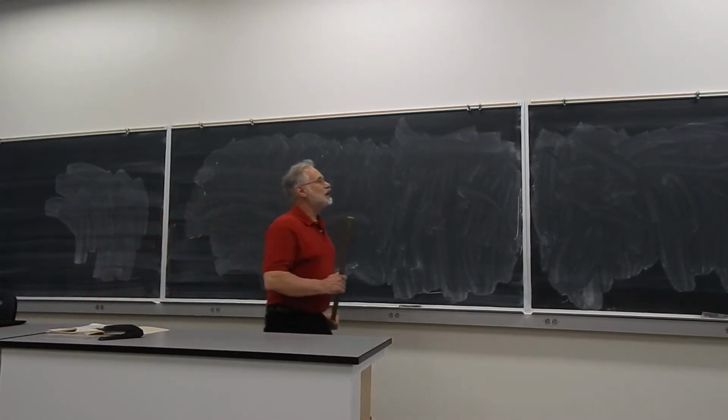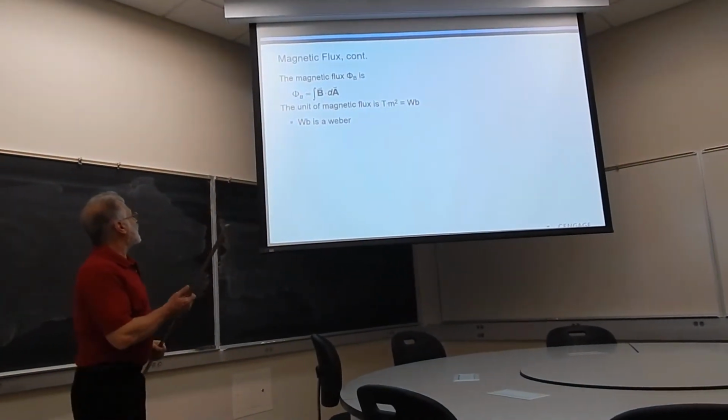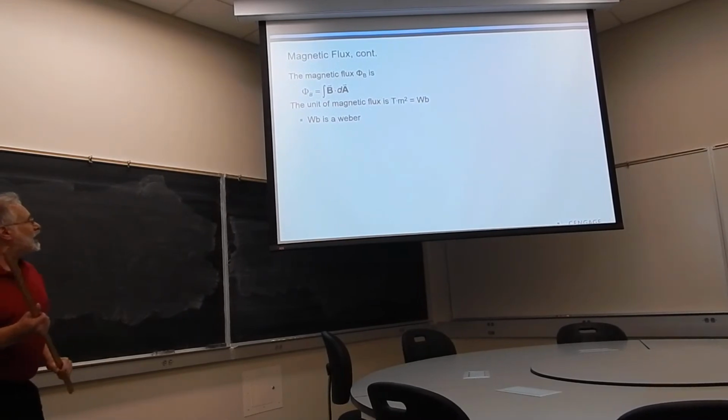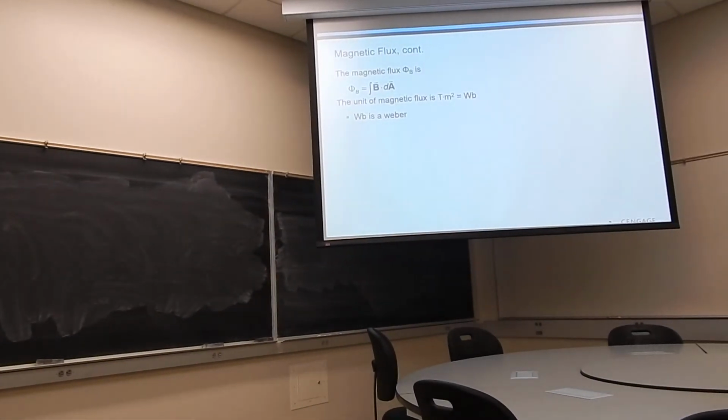And so you can see, we can write this as B dot dA. The unit of magnetic flux is the Weber. It's just a Tesla meter squared.